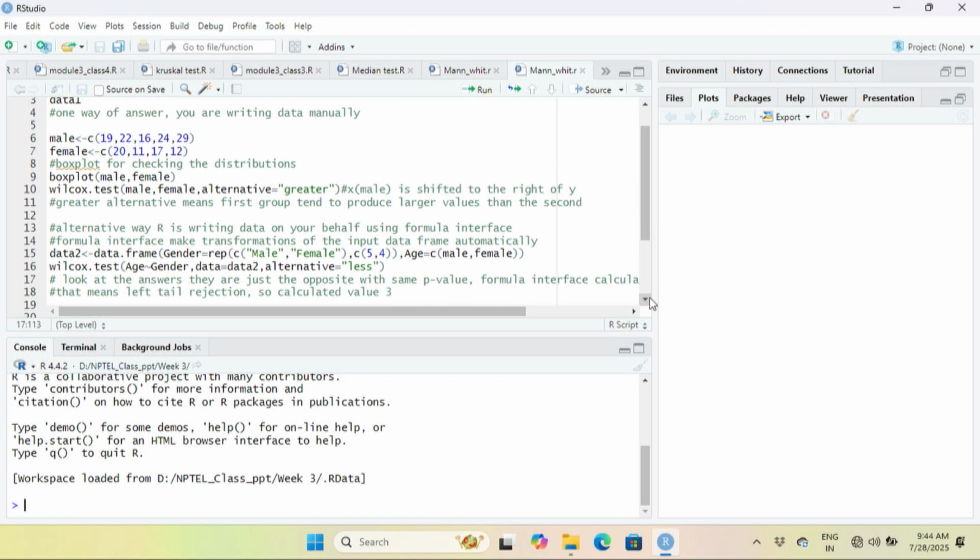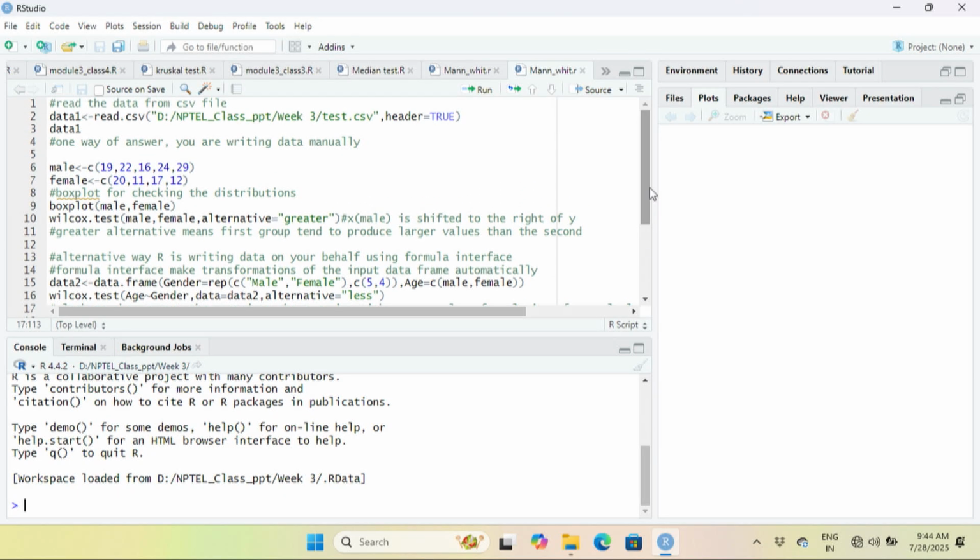Okay, so this is the R window. Already you people are familiar with the R window. The first problem is the diabetic problem, with male and female observations. There is always one way of answering: you can incorporate the observations manually. So see, male, I have written here male, and the observations in terms of a vector c: 19, 22, 16, 24, 29. Female c: 20, 11, 17, 12.